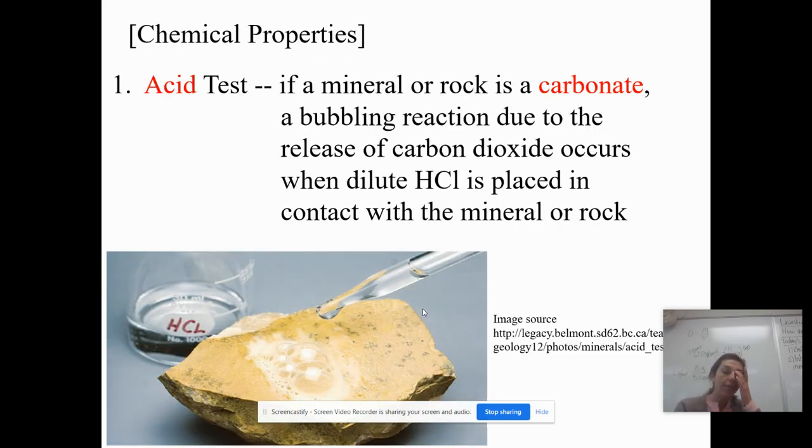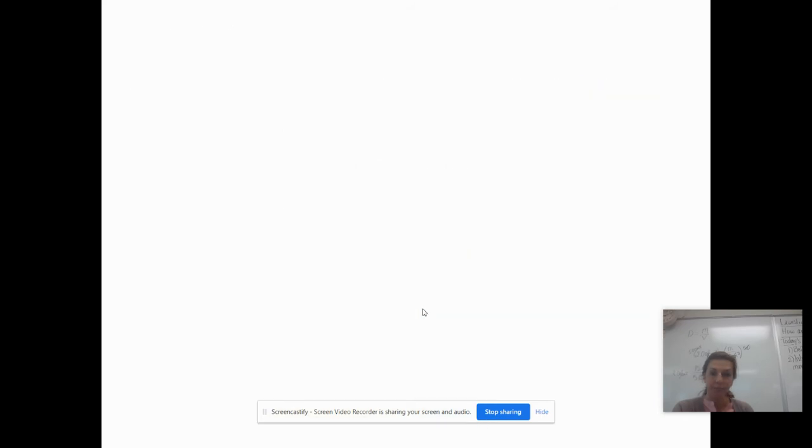Let's talk about one chemical property that we can test: the acid test. If a mineral or a rock is a carbonate, and I'll tell you what a carbonate is in just a minute, there's going to be a bubbling reaction whenever we place hydrochloric acid onto the rock. Of course, we're going to dilute that hydrochloric acid a little bit to take the strength away from it, but when we put it on the rock with a dropper very carefully, it's going to bubble up.